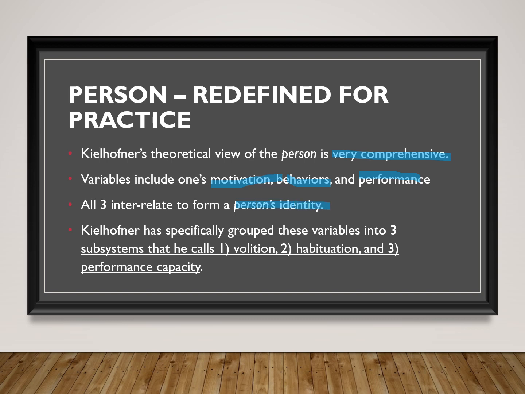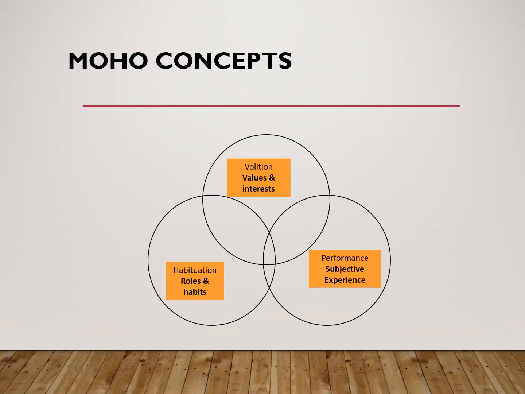As we're going through here, think about yourself as a student, and I will try to teach this from that perspective. As a student, you have motivation, you have behavior, and you have performance. He has specifically grouped these variables into three subsystems that he calls volition, habituation, and performance capacity. You saw those three on that slide before, in the middle, inside the person. So here they are again.